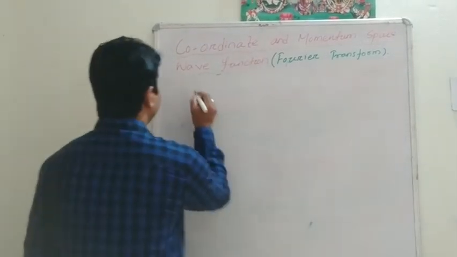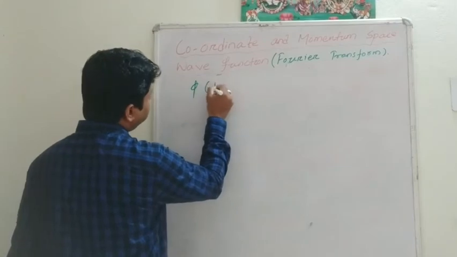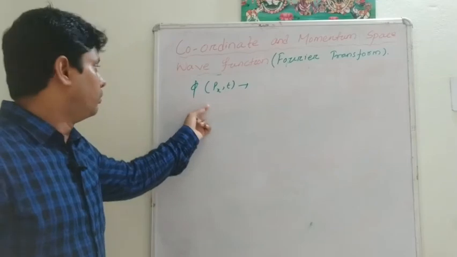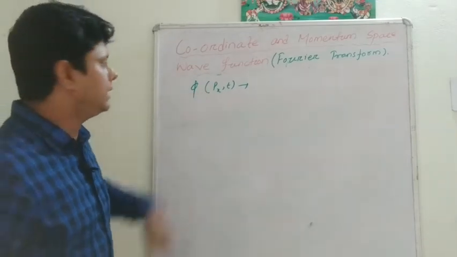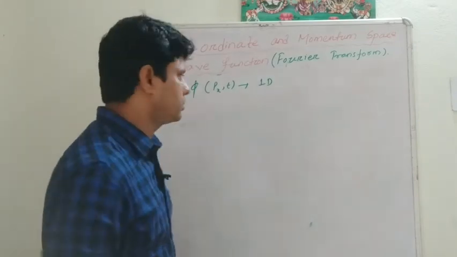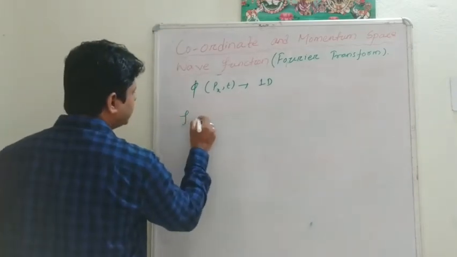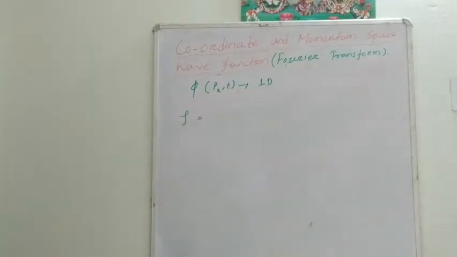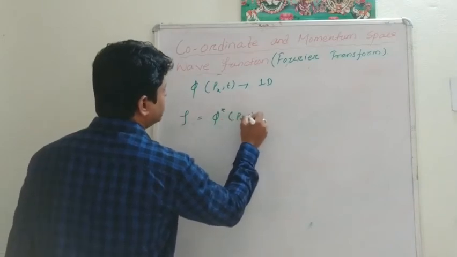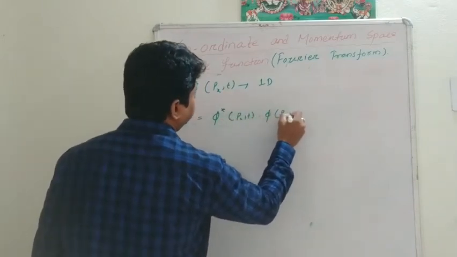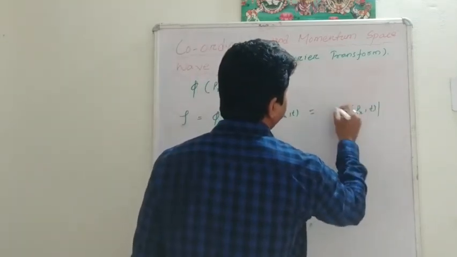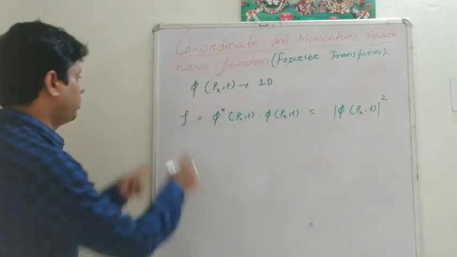So we found that phi(p, t) is nothing but our wave function in momentum space of the particle. This is the 1D representation. Suppose it is a normalized wave function. So our probability density can be represented by phi star (p, t) into phi(p, t), or the so-called |phi(p, t)|² probability density.